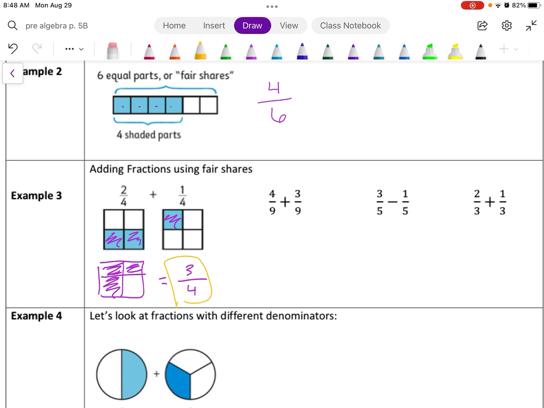Okay. So then if we have 4/9 plus 3/9, well, we could draw our shape with 9 equal parts. 1, 2, 3, 4, 5, 6, 7, 8, 9. So we have 4/9 plus 3/9. So all together, we have 1, 2, 3, 4, 5, 6, 7/9.